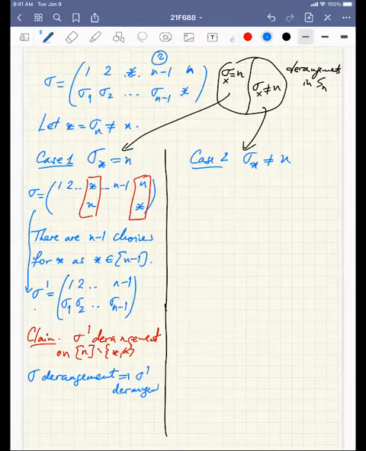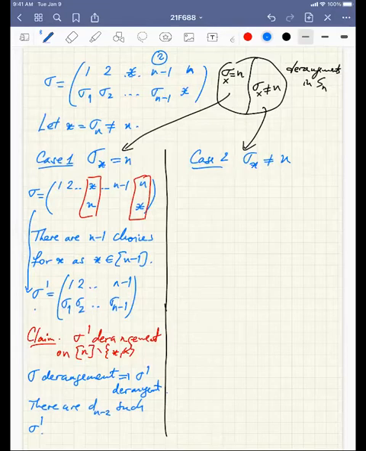So that's the argument. Now, how many possibilities do we have for sigma prime? Well, sigma prime is going to be a derangement. It's not exactly on the set 1, 2, all the way to n minus 2 necessarily, but it's a derangement on a set with n minus 2 elements, and the number of derangements on any set with n minus 2 elements should be the same as dn minus 2. So I claim that there are dn minus 2 such sigma prime.